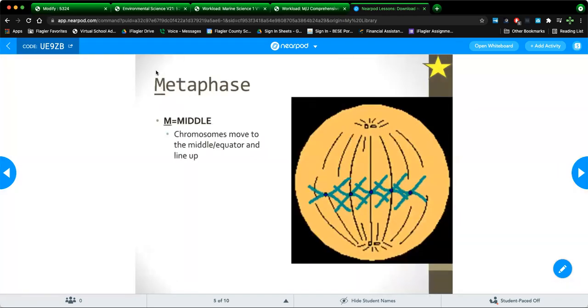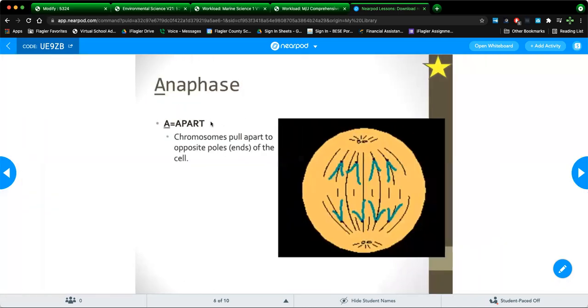All right, next stage is called metaphase. So think of the M in metaphase as middle, because those chromosomes, the chromatids, are going to now line up in the middle. Okay, that's pretty simple. There's not much more to it. And then after they're in the middle, they're going to pull apart, or anaphase. So think of anaphase as apart. Its chromosomes get pulled apart.